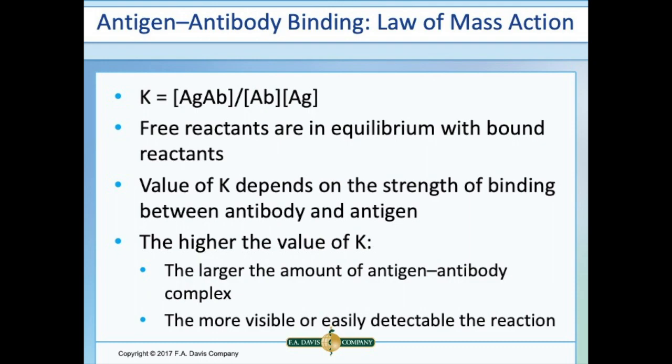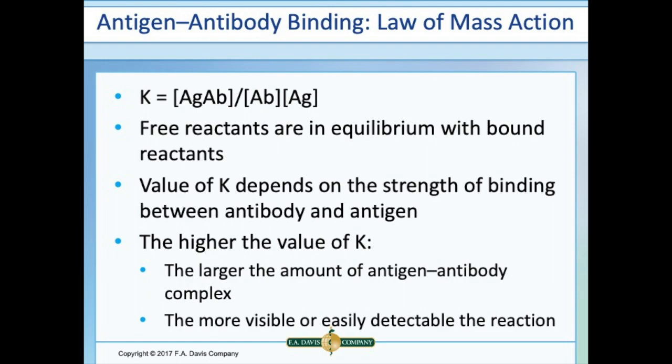Once they have actually bound with each other, the value of K depends on the strength of binding between the antibody and antigen. So if we look at this equation, the larger the amount of antigen and antibody complex, the more visible or easily detectable the reaction. Which means if the value of K is higher, then most probably you'll be able to see the reaction, or the reaction can be detected. If either the antigen or the antibody becomes very low in amount, then you will not be able to see any visible, detectable reaction at all.